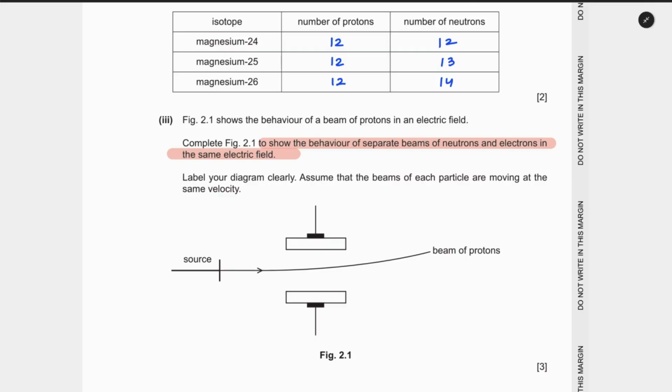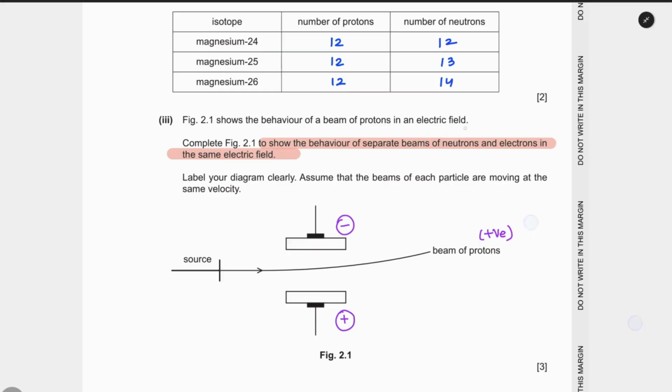So I'll take this first as a neutron. Over here they have already given us a proton, which is getting attracted towards the negative electrode, because a proton is what, positive, right? So this is the negative electrode and this is the positive electrode. So let's draw the diagram.